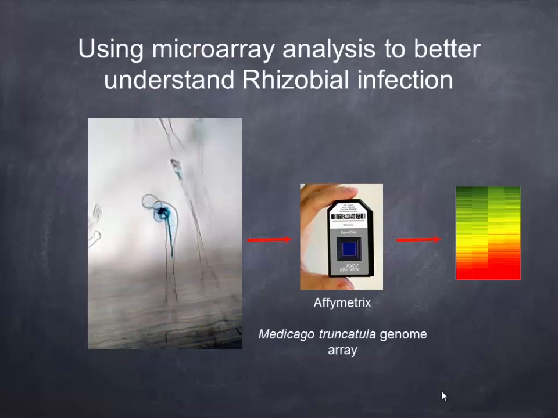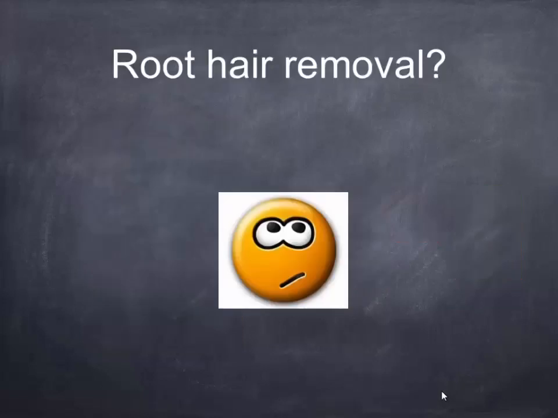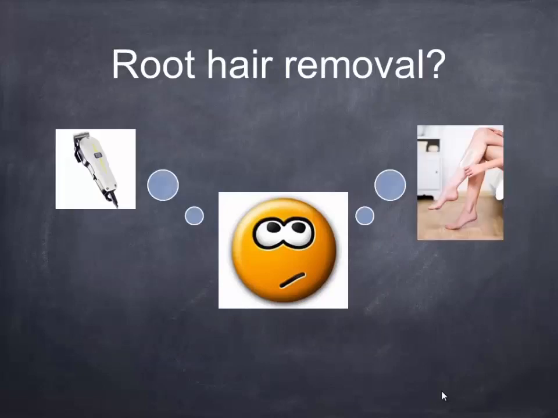And so we argued, if we take the whole root, then transcripts in the cortex of the root are going to dilute these infection-specific transcripts in the root hair. And so we decided to take pure populations of root hair and use this material to probe the array. So that obviously poses the question of how to get these root hair populations.